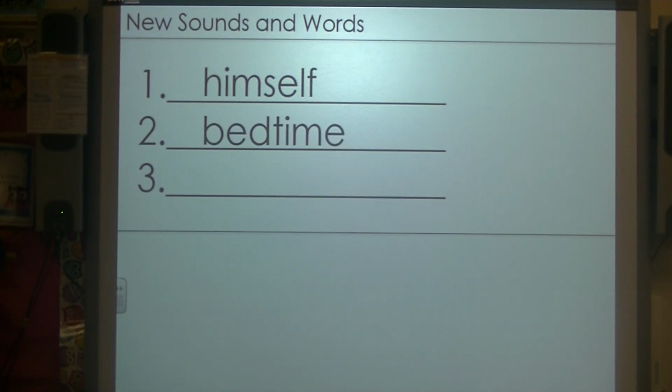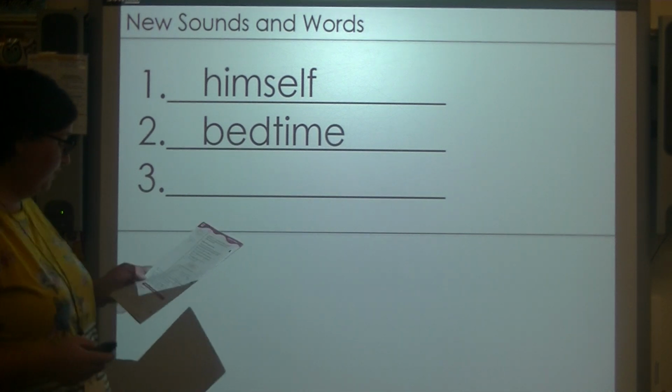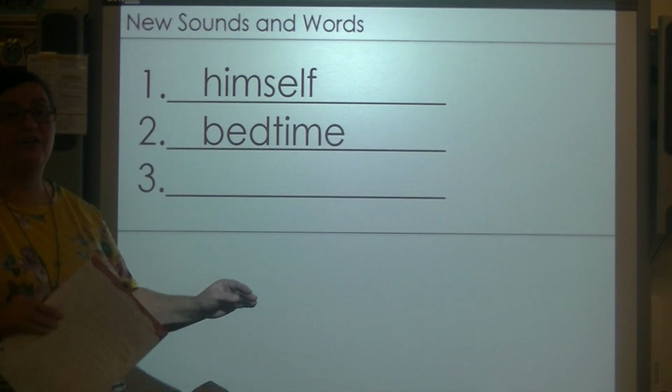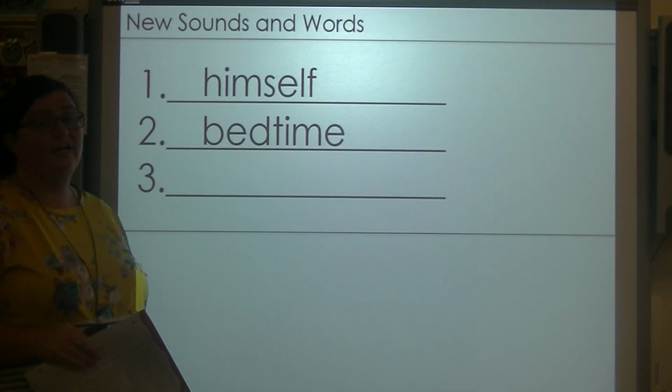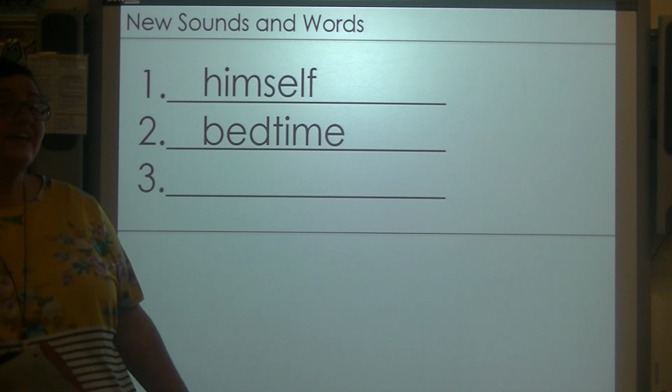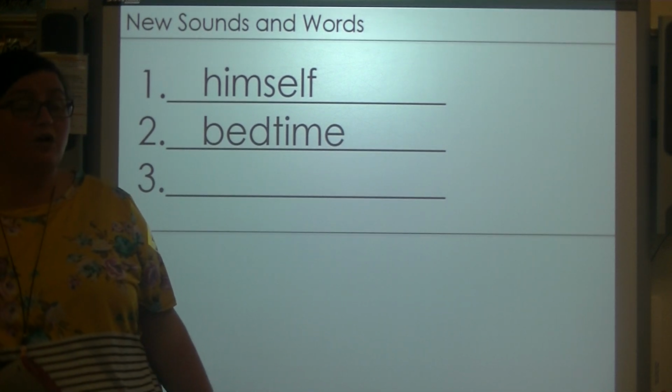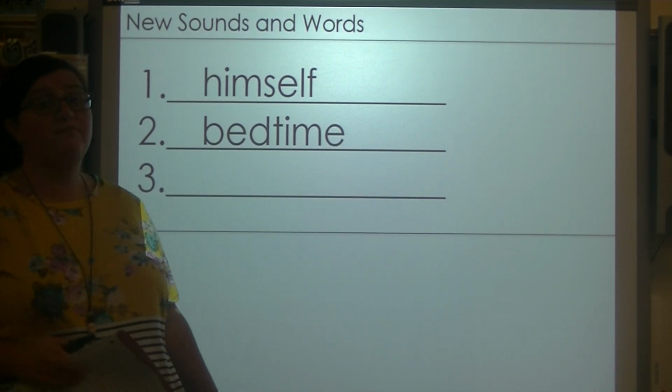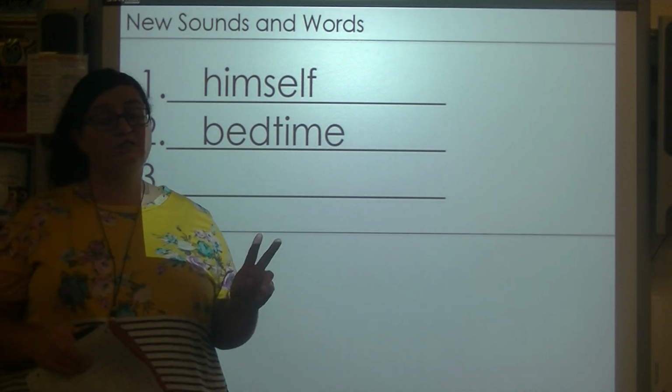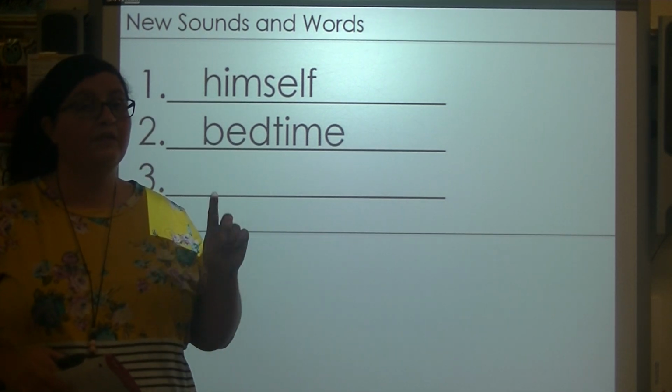Bedtime. Let's check it. Number 3, campfire. We will sit around the campfire and roast marshmallows. Campfire. What two words make up campfire?